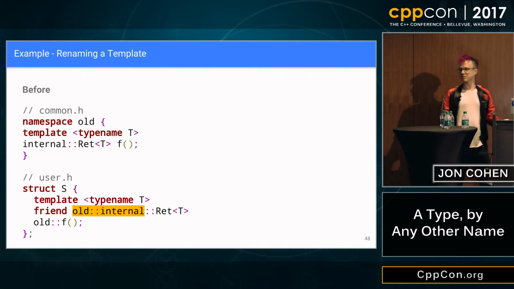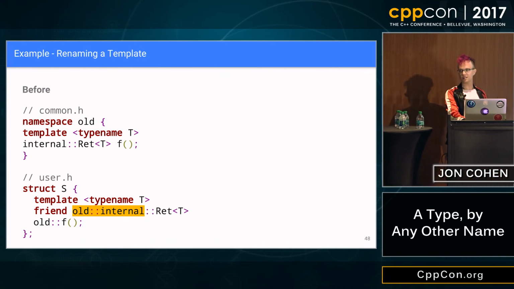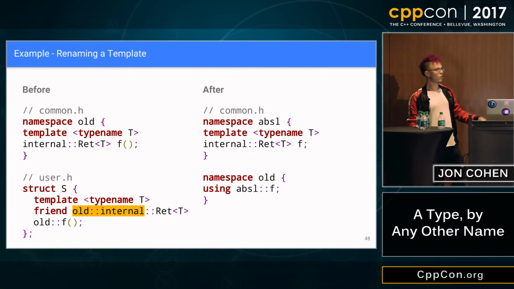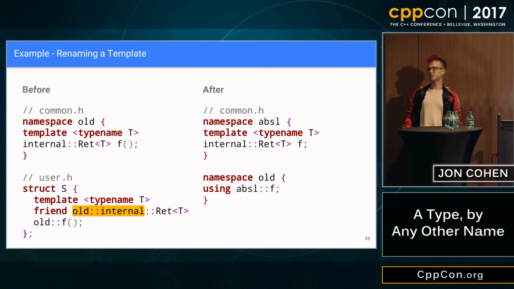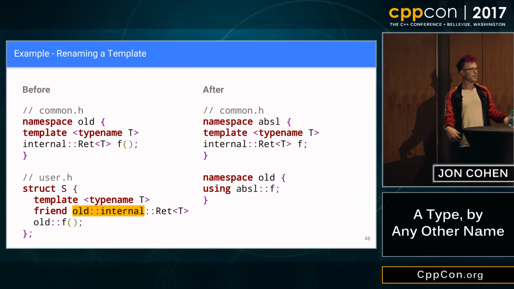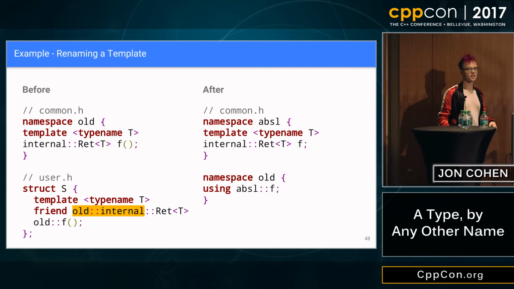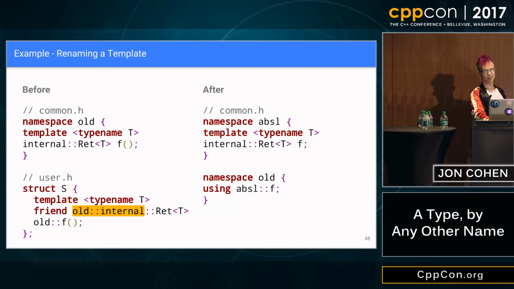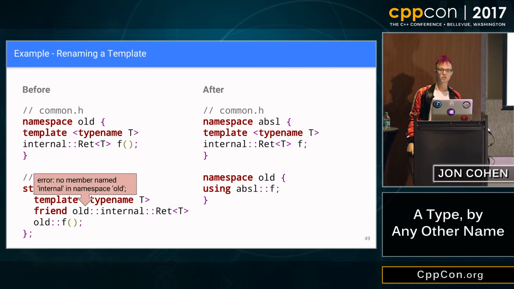It compiled, it ran, and did what they thought it would do, until we moved it into namespace absl. And now, old::internal doesn't exist anymore. It's gone. And that name internal should have been maybe a warning sign that perhaps this is subject to change. And indeed, no member named internal in namespace old.